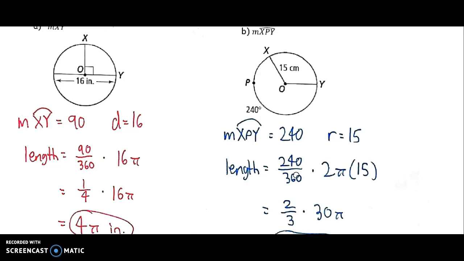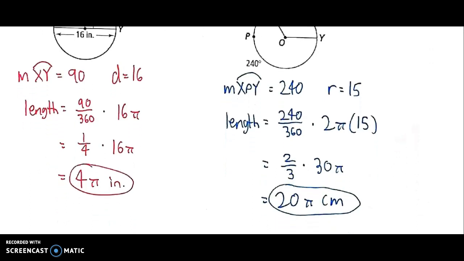240 out of my entire circle would be 240 out of 360, which means that the arc in terms of a fraction is 2/3 of our circle. And if I substitute my radius into the circumference formula, 2 pi times the radius comes out to 30 pi. So last step, just like the previous problem, is take 2/3 times that 30 pi, and we end up with 20 pi as an arc length.